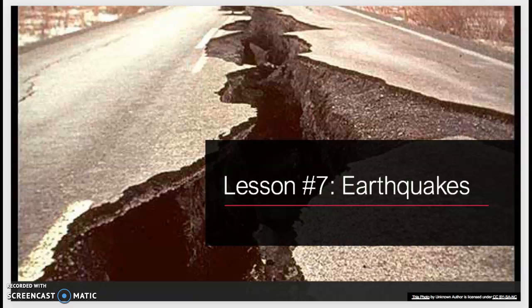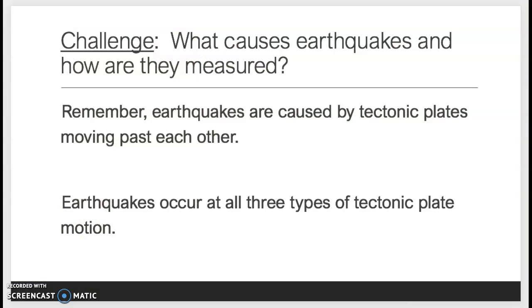Okay, ladies and gentlemen, lesson number 7 is all about earthquakes. So grab your notebook if you haven't already. We will set up. Our challenge question for this lesson is: what causes earthquakes and how are they measured?